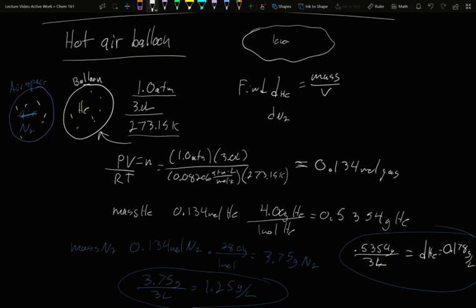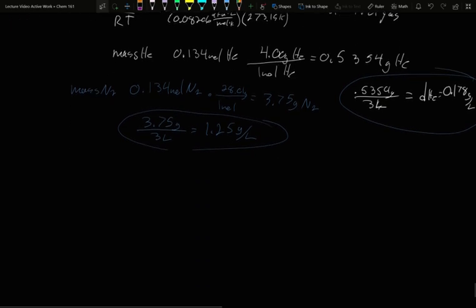In fact, for the 3 liters that we're using, we can find the difference in weight. We can say, hey, it is 3.75 grams for the N2, and there is 0.5354 grams of the helium. Whatever that difference is, is the lift capacity. That difference is how much extra weight you could attach to the helium, and in this case it'll be neutrally buoyant, but it still won't be heavier than the air around it.